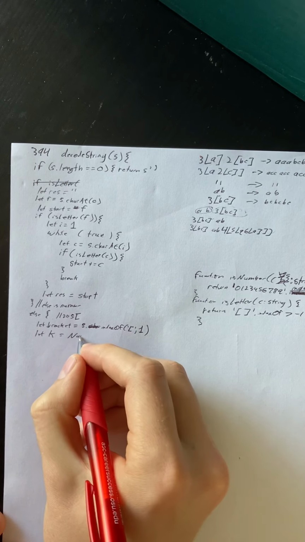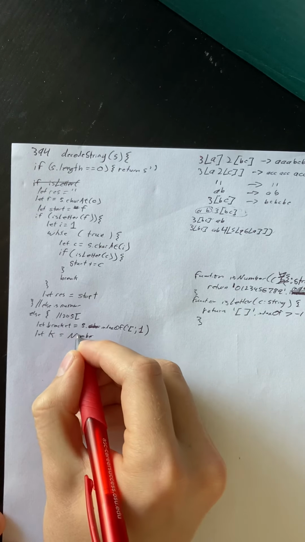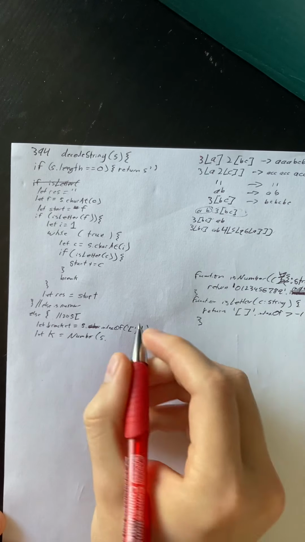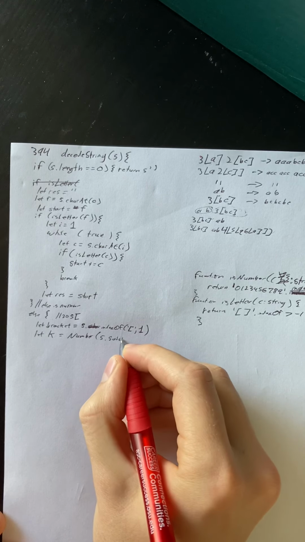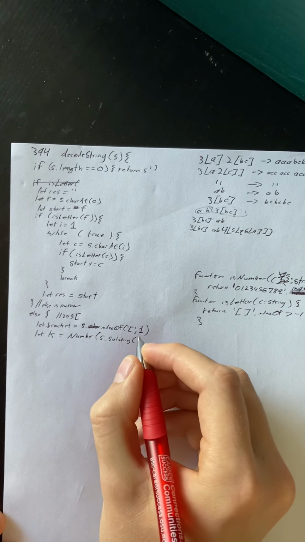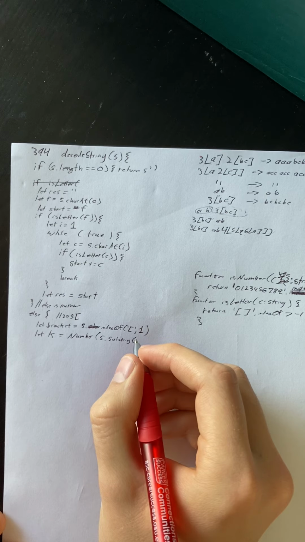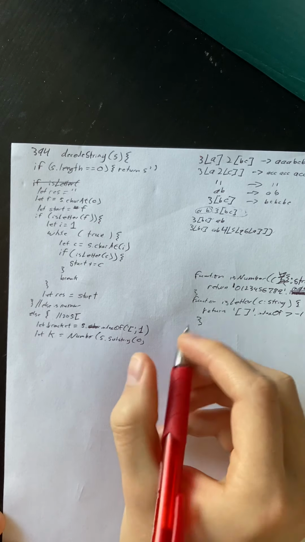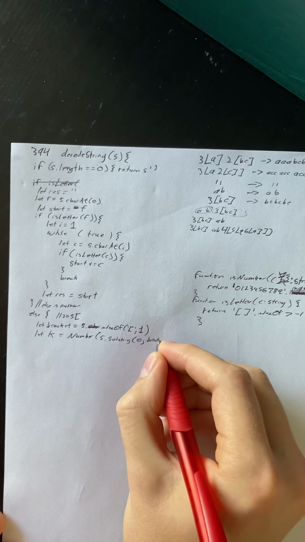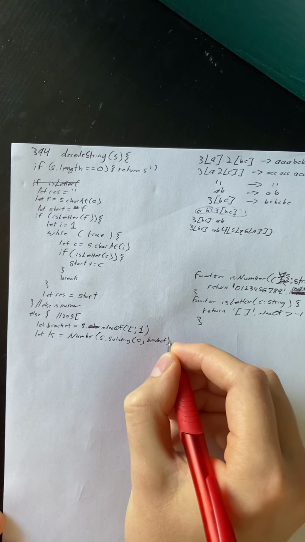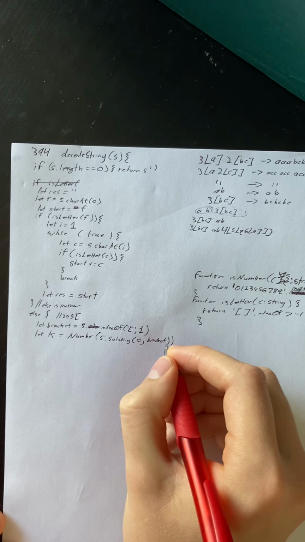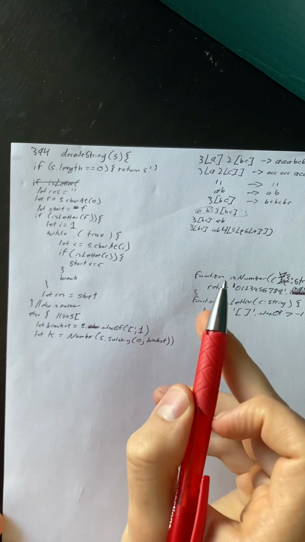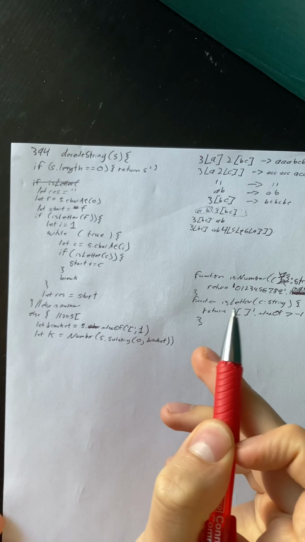K is going to be the substring from 0 to bracket, cast into a number. And the way substring works is it's exclusive on the last element. So if it's substring from 0 to 3, it's only going to return the first, second, and third elements, indices 0, 1, and 2.